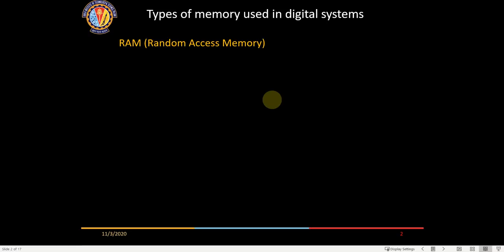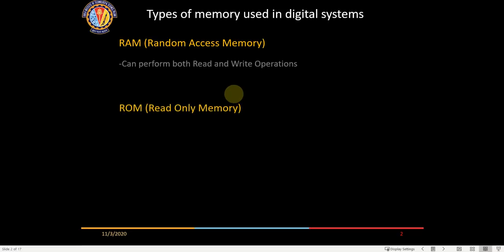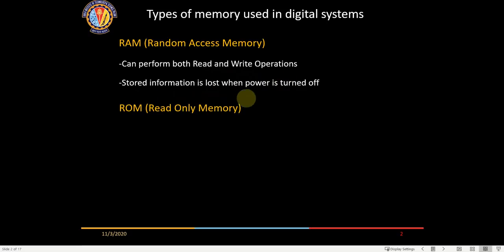Can anybody say what are some other peculiarities? You can just try and say from whatever little you know about the system. It's a temporary volatile storage. I mean, it is erased once it's powered off. Yeah, correct. So it is erased when it is powered off. A RAM can perform both read and write operations. Stored information is lost when power is turned off.